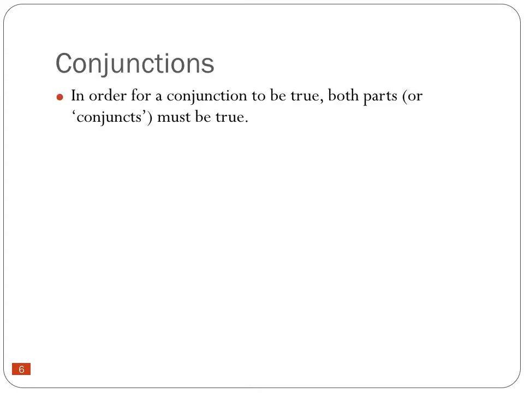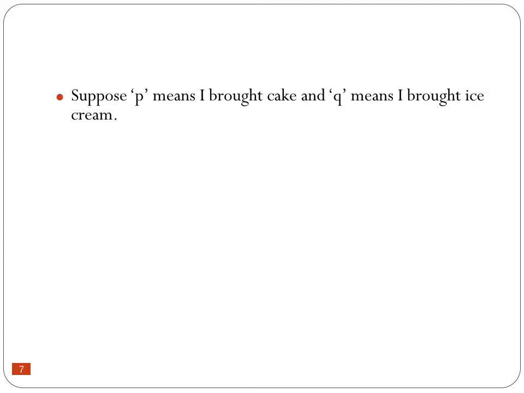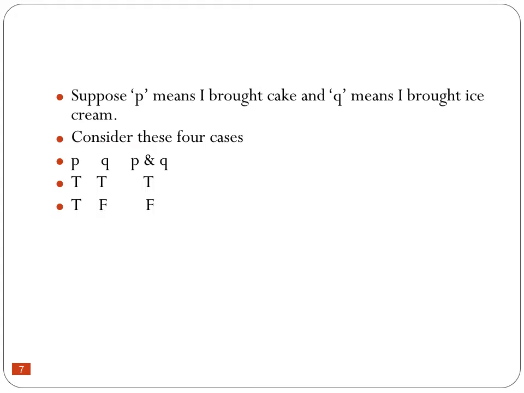Conjunctions are and statements, and in order for them to be true, both parts, which we call conjuncts, must be true. So take this statement. If I promise to bring cake and ice cream to class, I need to bring both, otherwise I would be breaking my promise. So if P means I brought cake and Q means I brought ice cream, consider these four cases. Well, the first case is where I bring both and I tell the truth. But if I bring the cake, so P is true but false on Q, I didn't bring the ice cream, then I didn't come through on both, I'm a liar. Same thing if it's vice versa. If I bring the ice cream but not the cake, I said I'd bring both, so I lied. And certainly the case where I bring neither, then I'm a liar.